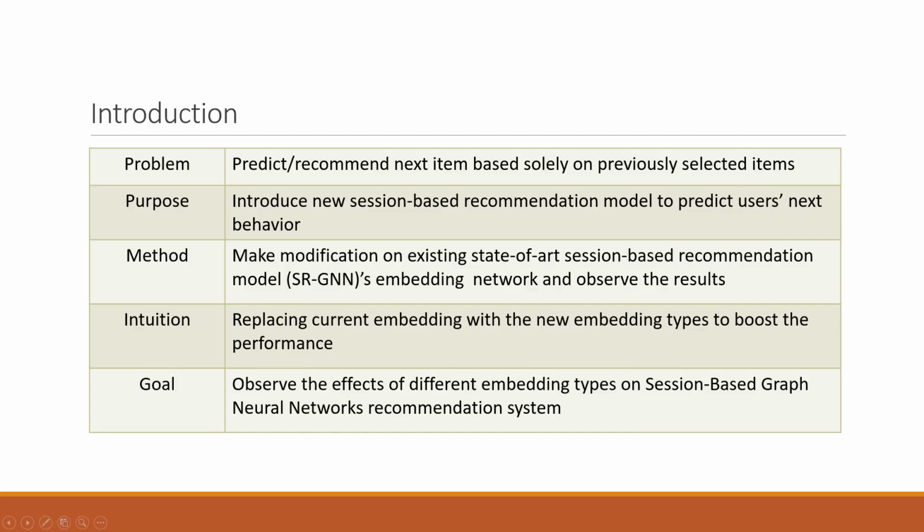Our motivation for this study is that we believe replacing the current embedding layer of the SR-GNN model with new embedding types will boost the performance of the existing methods. Finally, we can describe the goal of this project as observing the effects of different embedding types on session-based graph neural network recommendation systems.